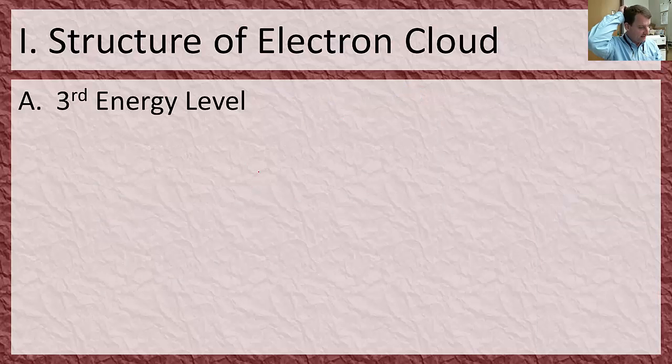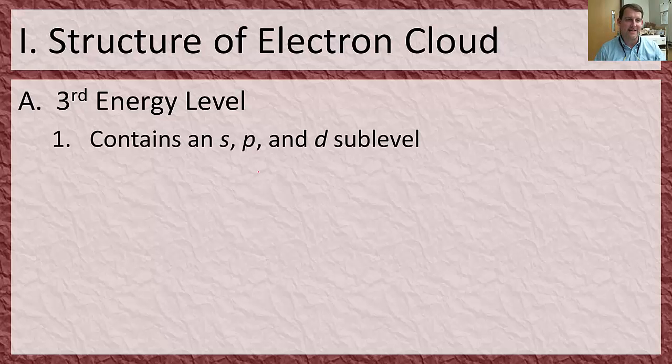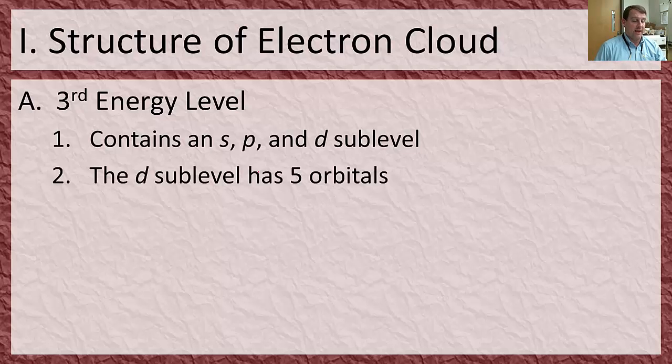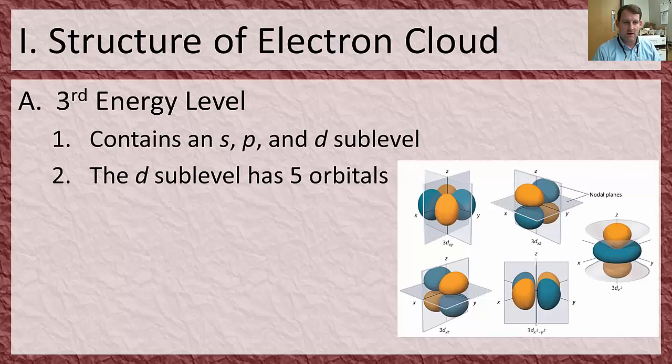All right, the third energy level has an S, a P, and a D sublevel. So you'll notice each energy level adds another sublevel to it. Again, the S is just a bigger S than the 2s, and the P's you can think of as also just being a bigger P than the 2p. So everything's just getting a little farther away. And the D sublevel actually has 5 orbitals. So there's 1 orbital, 2, 3, 4, and 5.